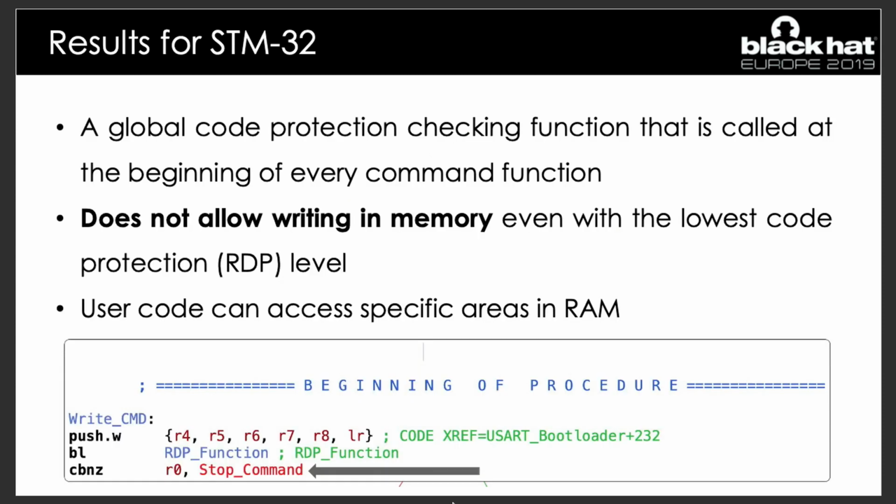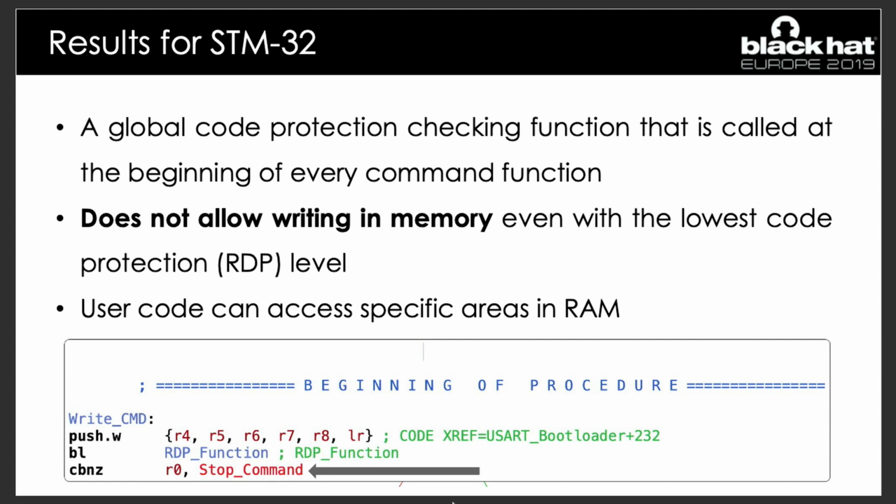STM32 has 3 levels of protection, from lowest restrictions to highest restrictions. In every bootloader command function, it checks if the protection is enabled or not. That's how it checks for the protection. Here's a snippet of the assembly code. Here's the write to RAM command, the beginning of it.